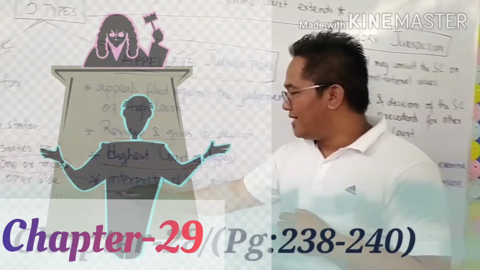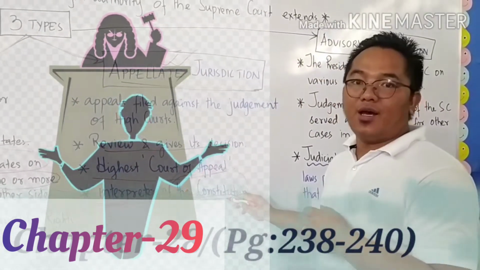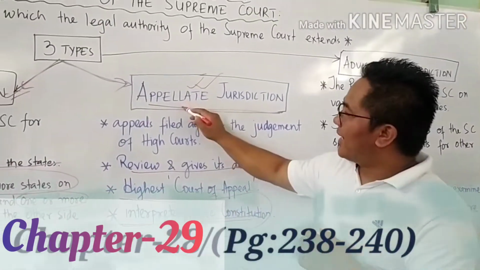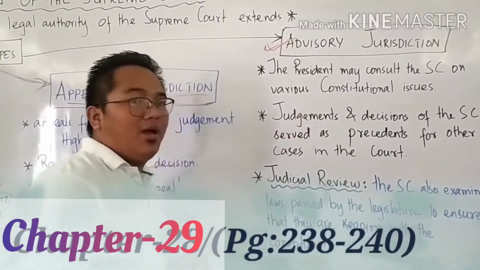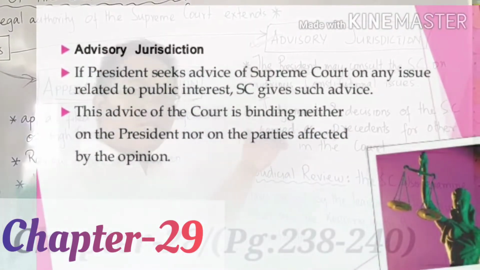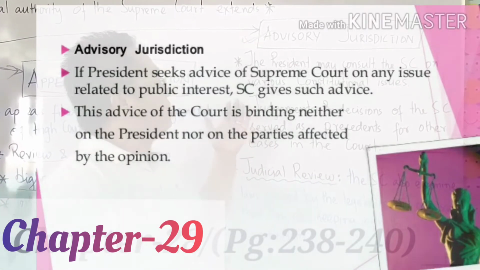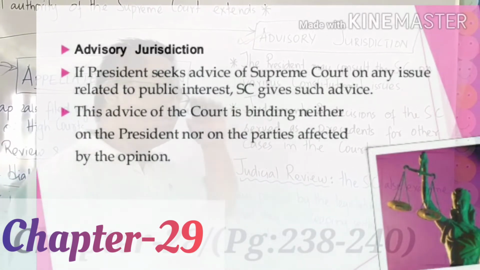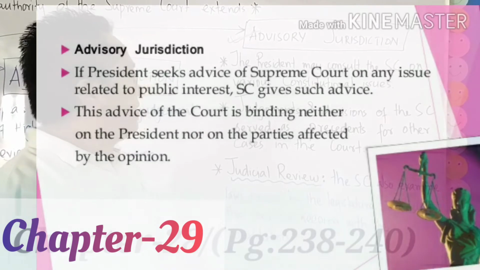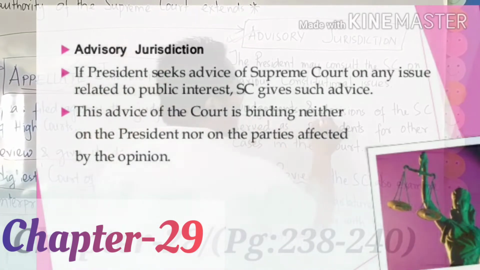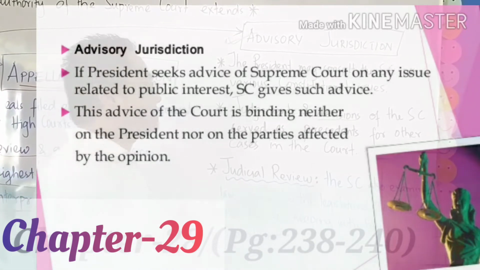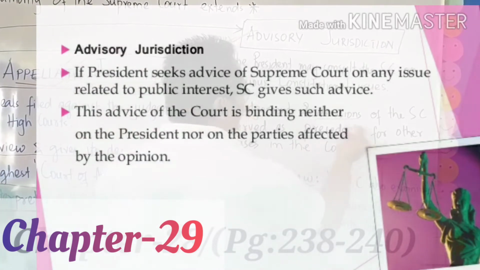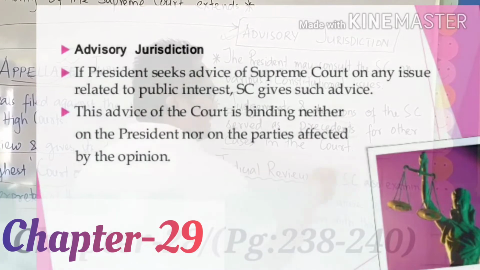So the Supreme Court is the final interpreter of the Constitution. This is the second jurisdiction of the Supreme Court. The third jurisdiction is the advisory jurisdiction. Here, the President may consult the Supreme Court on various constitutional issues. At the same time, the judgments and decisions of the Supreme Court are recorded, and they serve as a precedence for cases in the court.